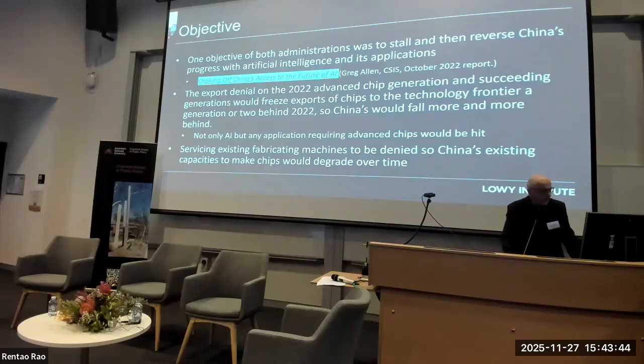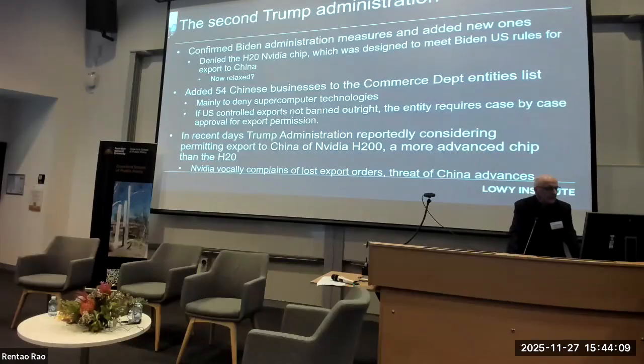And at the same time, so far as it was possible to do so, the US would ban the servicing of existing fabricating machines in China, so that it's costly to even maintain what it had, to degrade over time. The second Trump administration this year confirmed the Biden administration measures and added some new ones.